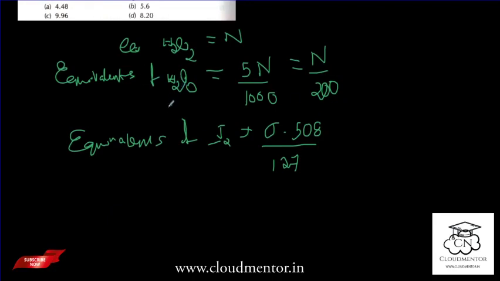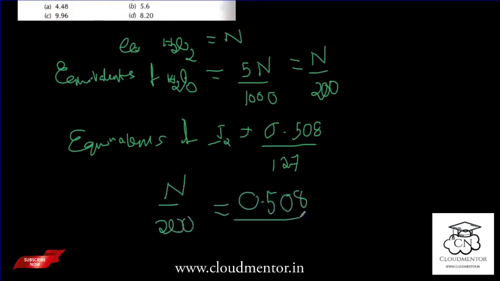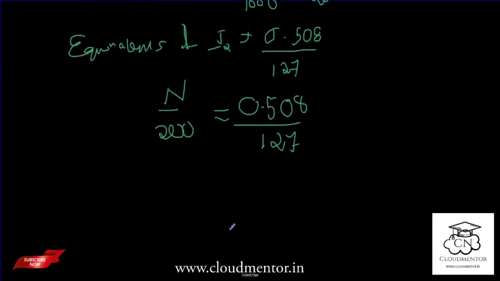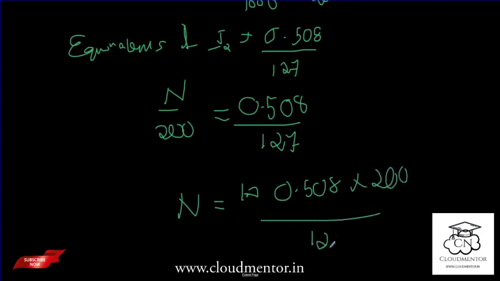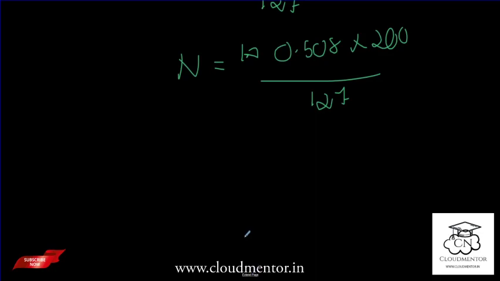Now we can equate them. Equivalence of H2O2 will be equal to the equivalence of I2, so we can equate that and find the normality of the H2O2. So n by 200 is equal to 0.508 divided by 127, and that's it. So n will be equal to 0.508 multiplied by 200 divided by 127, and that's equal to 0.8 normal H2O2.